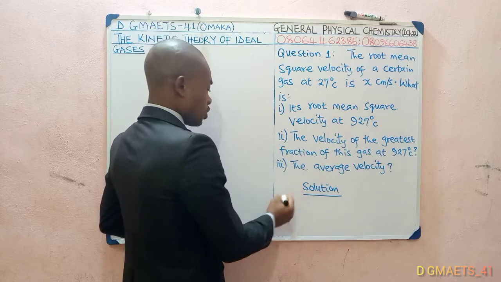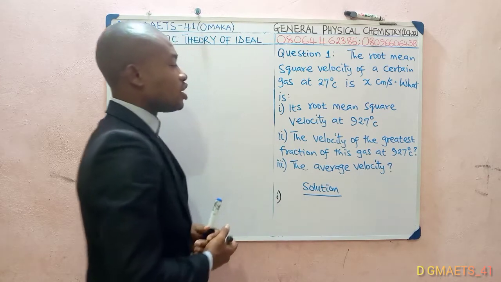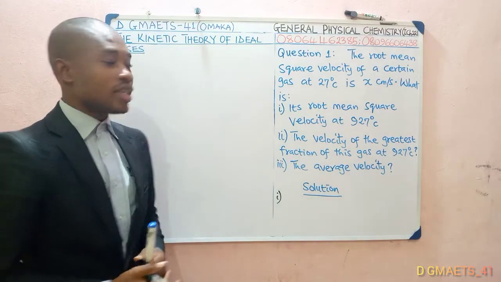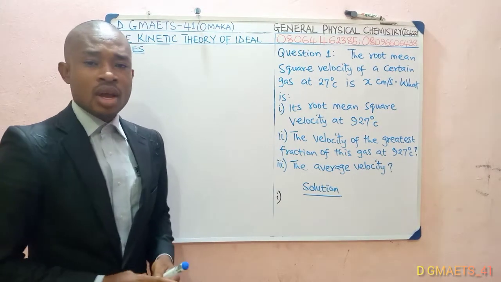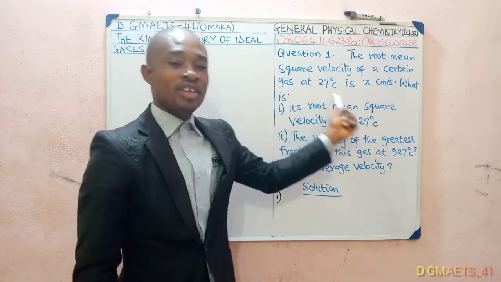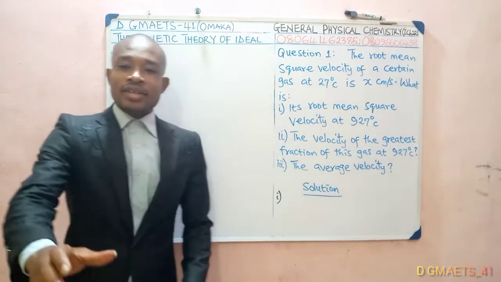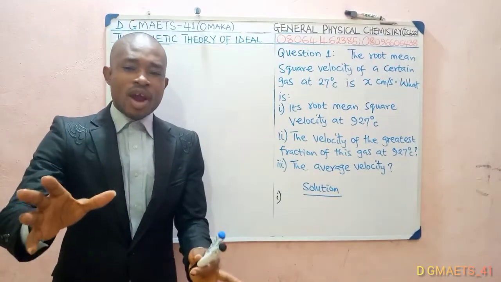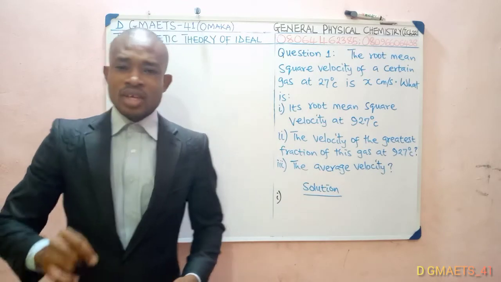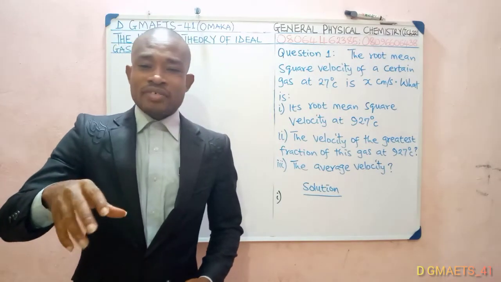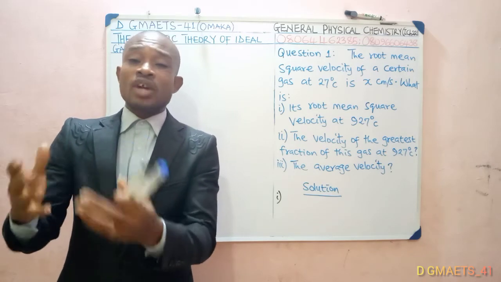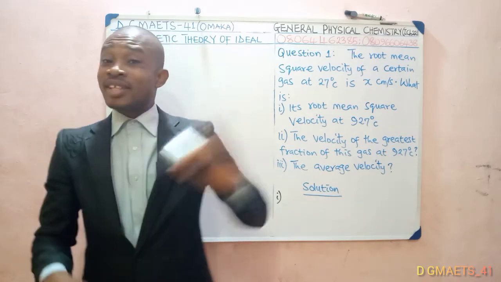The first part of the question, we are to obtain the mean square velocity at 927 degrees centigrade. But before then, we have these values given to us from the question. Before I move on into solving this problem, I want you to put this down, please. It's very important: the direct relationship between the mean square velocity, or any other type of molecular velocity, and temperature.